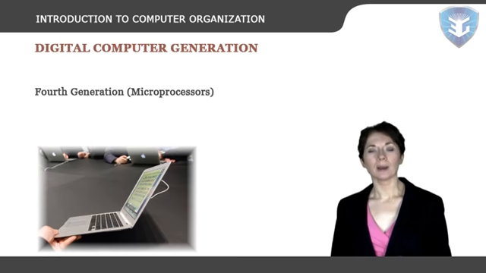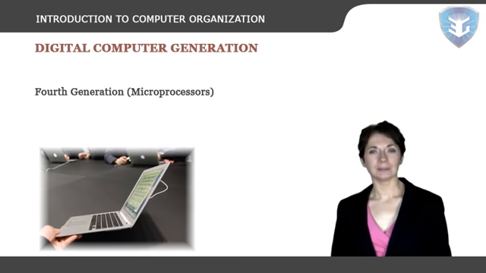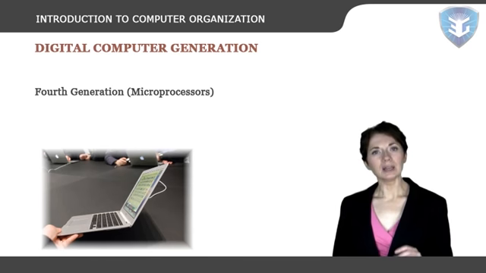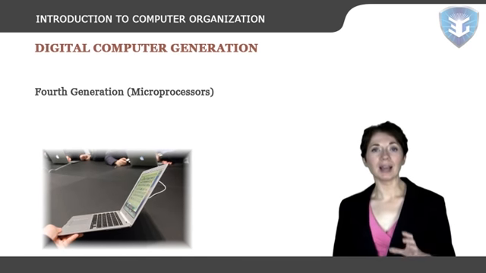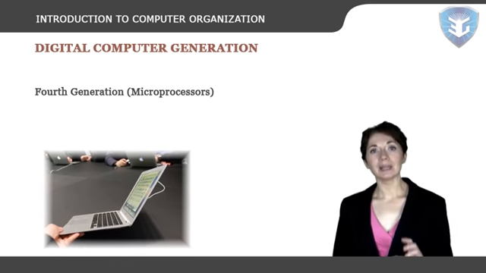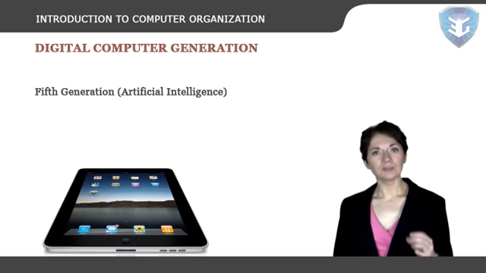Fourth generation, microprocessors. The period of fourth generation was 1971 to 1980. The fourth generation of computers is marked by the use of very large-scale integrated, VLSI, circuits. VLSI circuits, having about 5,000 transistors and other circuit elements and their associated circuits on a single chip, made it possible to have microcomputers of fourth generation.